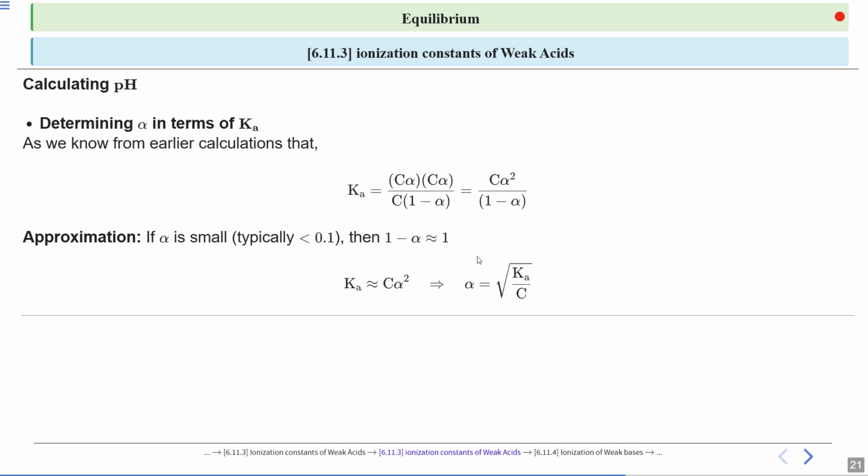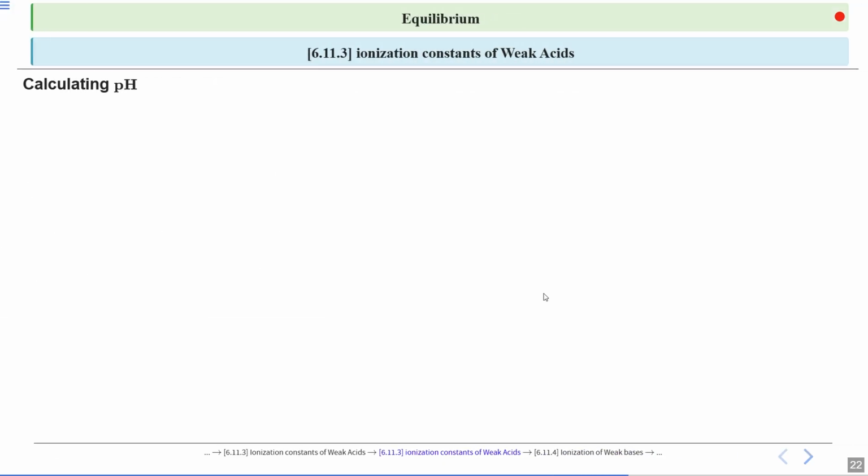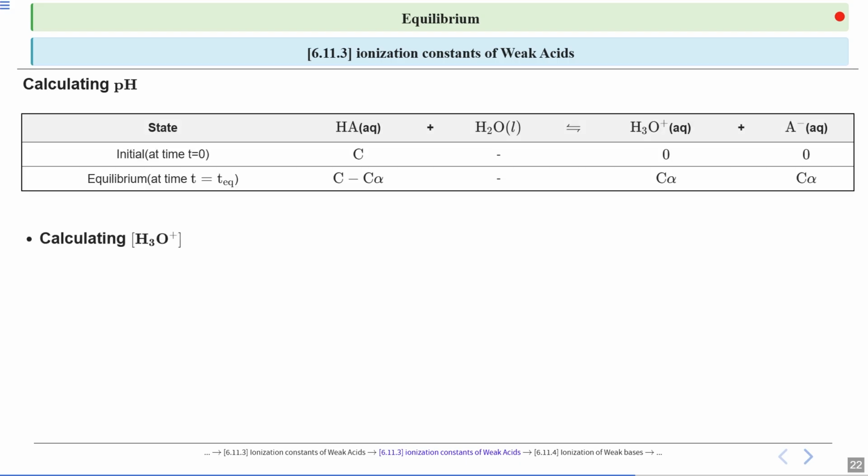So this is a very important formula, and this shows you the relation of alpha and K. In some cases, you will see that we take this equation also, but in most of the cases, we take alpha is equal to root under K by C. So we have defined the K and alpha relation in an approximate way. Further, we will calculate the H3O plus concentration. This is important to calculate the pH.